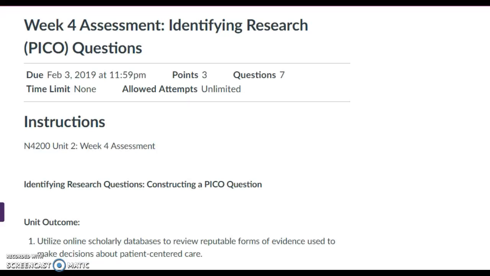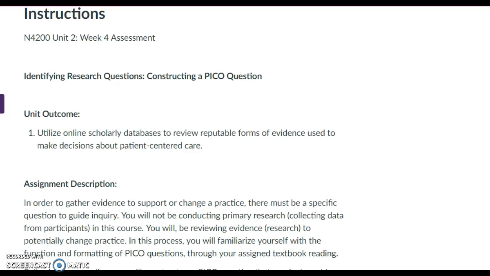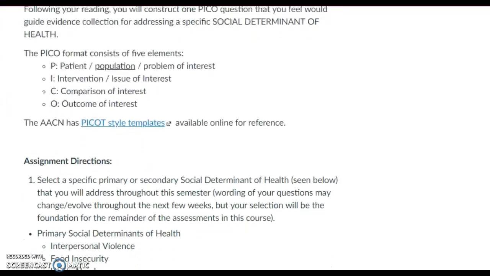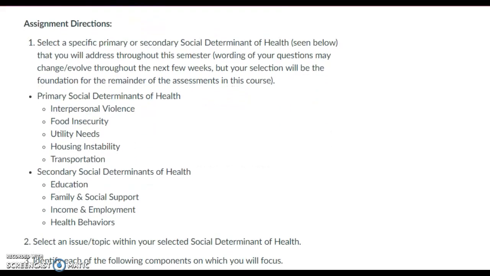You're now in the part of the semester where you will be forming your own research question. This is otherwise known as a PICO question. So earlier in the semester, we talked briefly about social determinants of health and some of the larger categories of those. And these are listed here in your directions, where you can see the primary and the secondary social determinants of health. Whether you choose a primary one or secondary one does not matter.